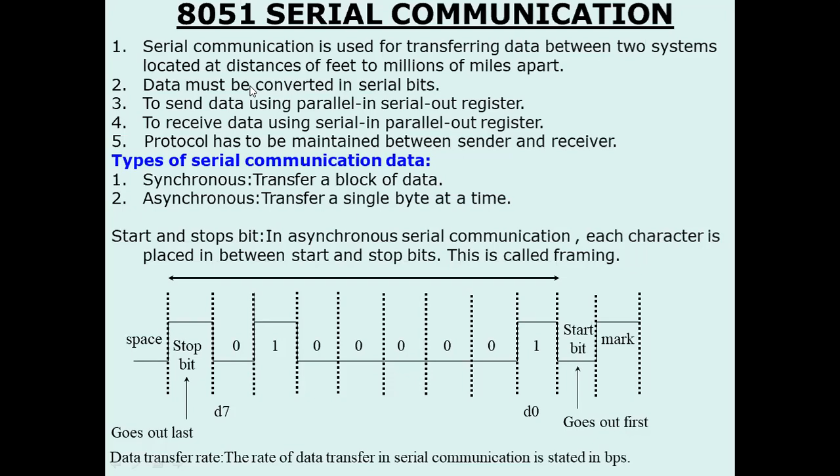By using this bus, you need to go to the picnic spot. So what will happen? The bus has a single door. So you people will do what? You will stand one by one in a queue, and one by one you will go into the bus, right? So this is the serial communication.